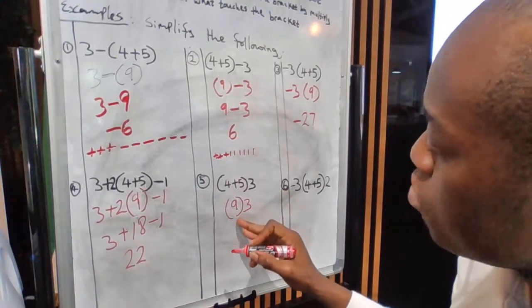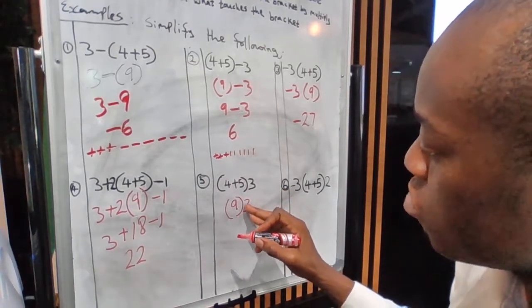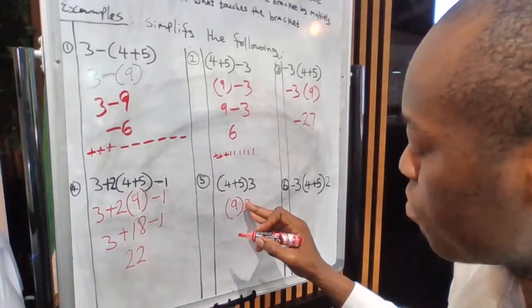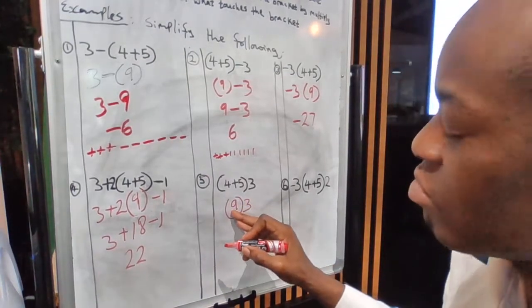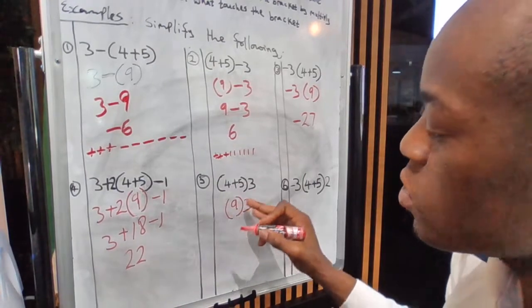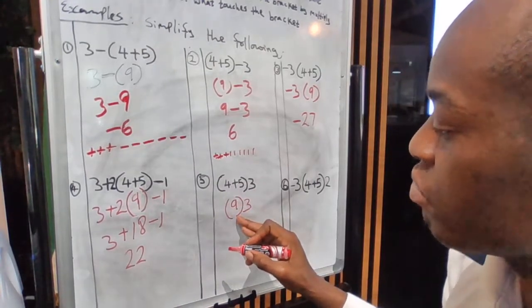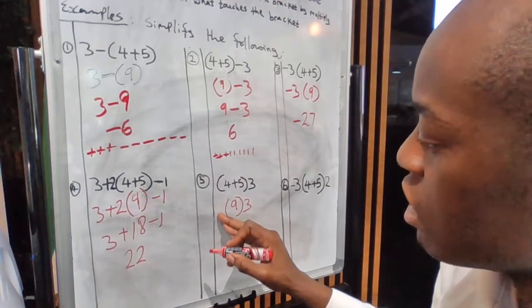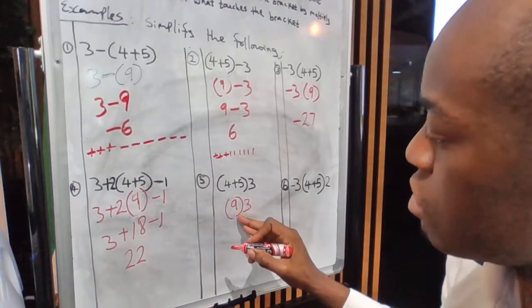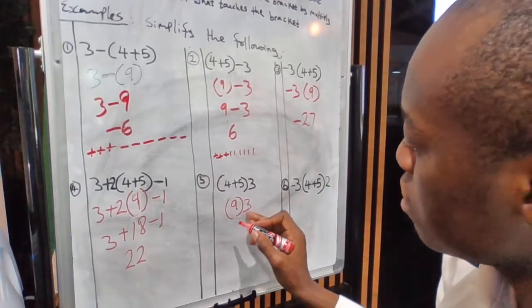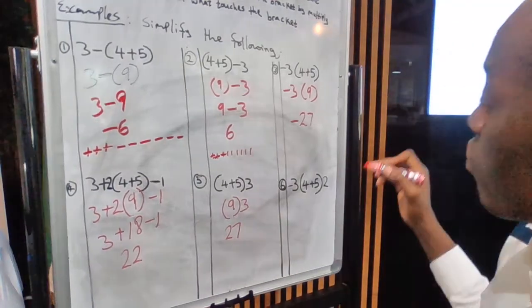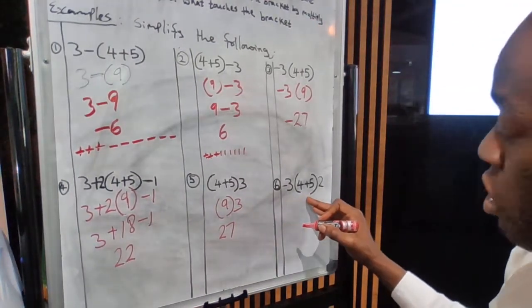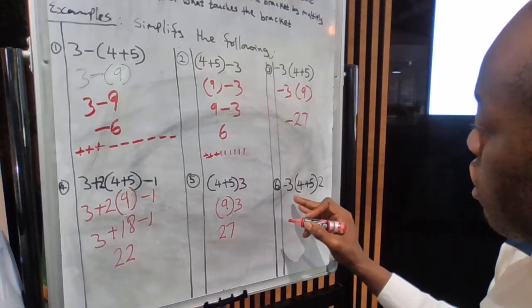Now nothing separates the bracket from this 3. Nothing separates them. So that means the 3 owns the bracket. That is 3 times 9. It's the 3 that owns the bracket. The bracket is not owing anything. So the 3 owns the bracket. That is 3 times 9 is what? 27.